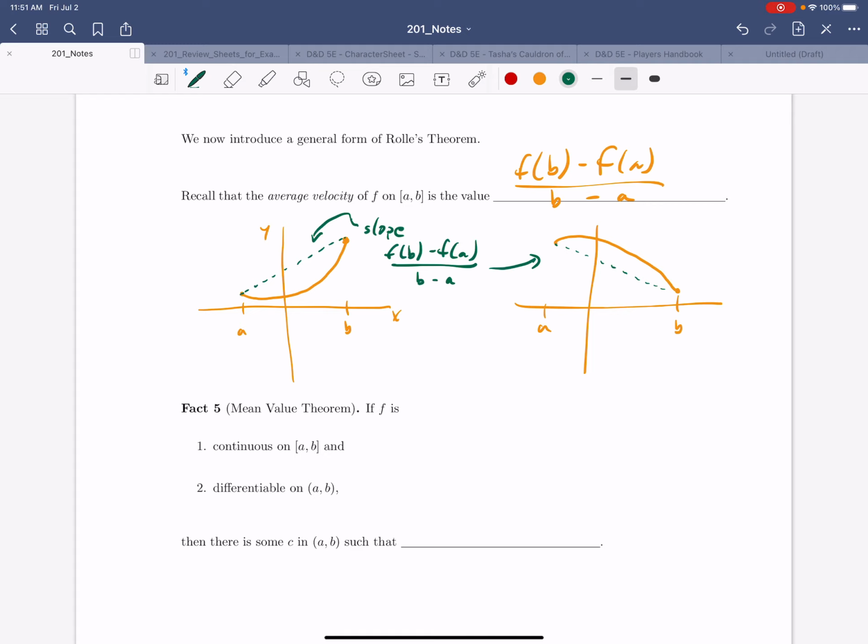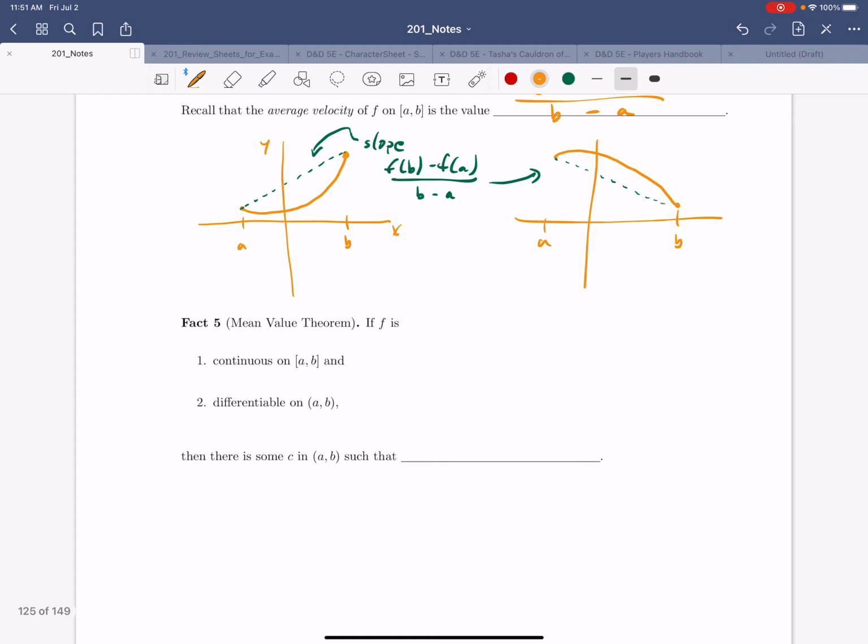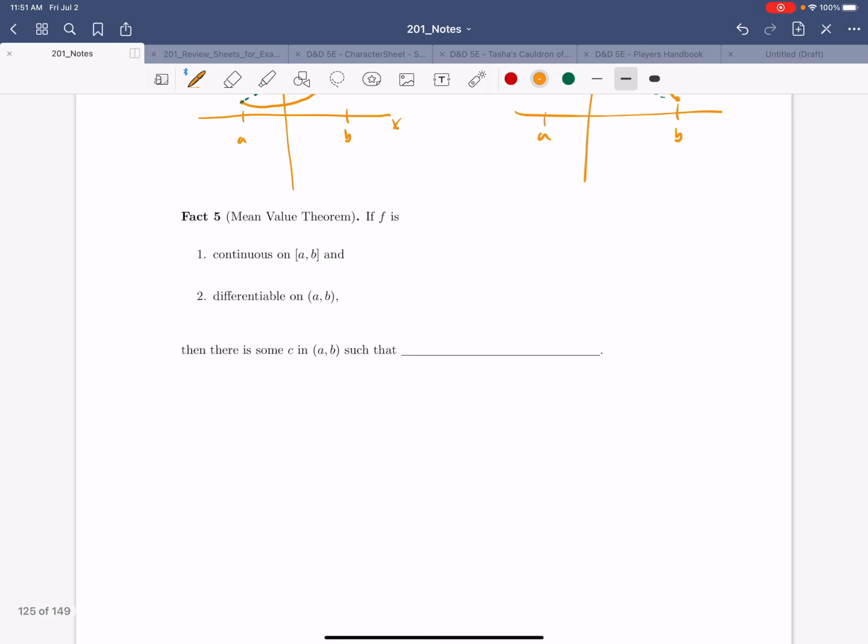What the mean value theorem says, more generally, is that if we have a function that's continuous on the closed interval a to b, differentiable on the open interval a to b, then there's some c in a to b such that f prime of c equals f of b minus f of a all over b minus a.